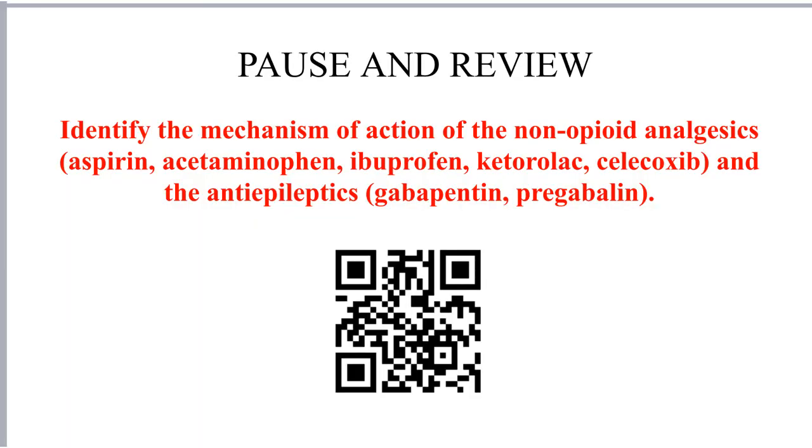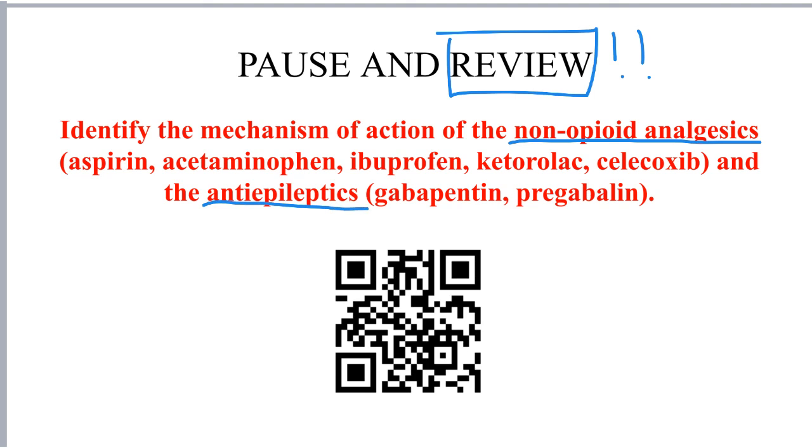Now is a good time to pause and review the mechanism of action of the analgesic drugs you've covered already in the integrated pharmacotherapy course sequence. These include the non-opioid analgesics or NSAIDs, specifically aspirin, acetaminophen, ibuprofen, and celecoxib, among others, as well as the anti-epileptic or anticonvulsant drugs gabapentin and pregabalin.